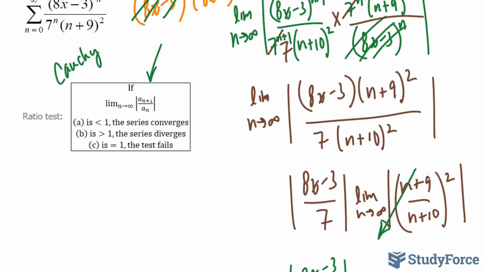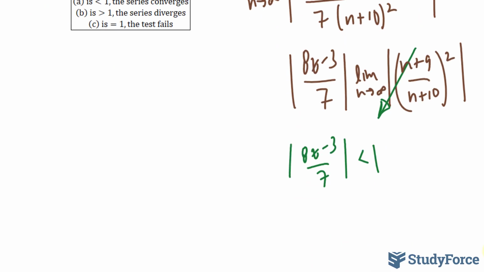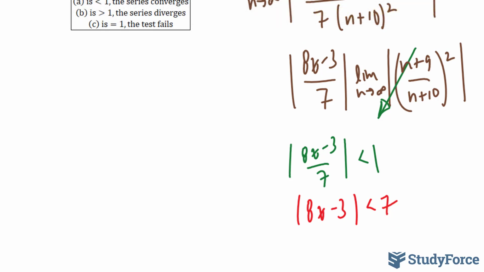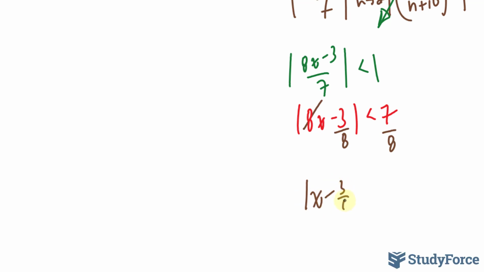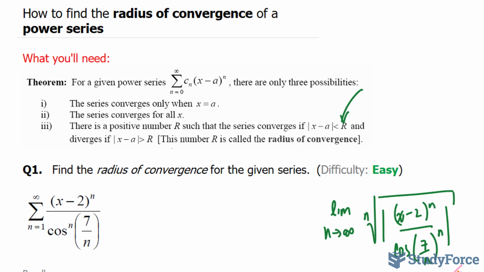According to the ratio test, we're told that it converges when this part is less than 1. If I multiply now both sides by 7, I end up with the absolute value of 8x minus 3 is less than 7. And dividing every term by 8 makes this go away. We end up with negative 7 over 8 here and less than 7 over 8. So we have the absolute value of x minus 3 over 8 is less than 7 over 8. This means that this part is r. And there you have it. That is how to find the radius of convergence of a power series.